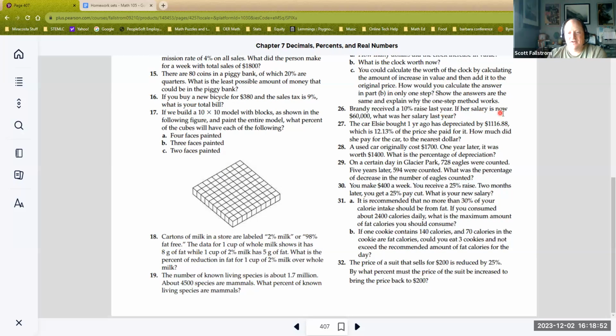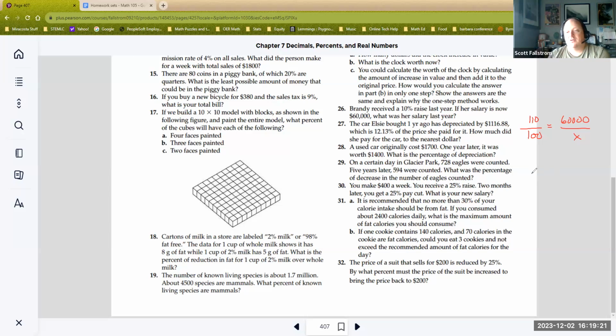10% raise last year. Salary is now $60,000. What was her salary last year? I mean, this is it. You know it's a 10% raise, which is 110% of what she had before. So if you wanted to put it into the formula, you'd have 110%, right? And what she has now is 60,000. The salary beforehand would be here.